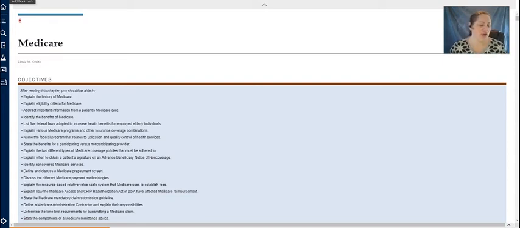Medicare. This is Chapter 6 in your 4D book. We're on page 96. So before we get into the text material, there's a few things I'd like to cover in regards to Medicare.